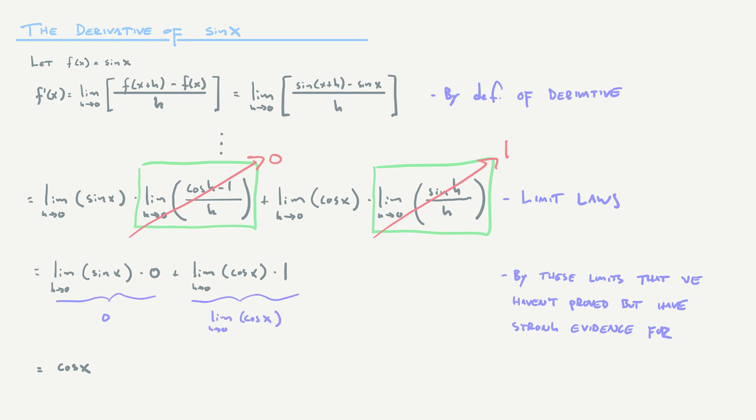Now, I skipped some stuff there, so let's go over that. 0 times anything is just 0, and then 1 times the limit as h approaches 0 of the cosine of x is just the limit as h approaches 0 of the cosine of x, which you'll notice has no h in it at all, and so h approaching 0 doesn't affect what the cosine of x is, so it's just the cosine of x. That's by, quote-unquote, direct substitution, even though there was really nothing to substitute. We didn't plug 0 in for any h's since there are none.